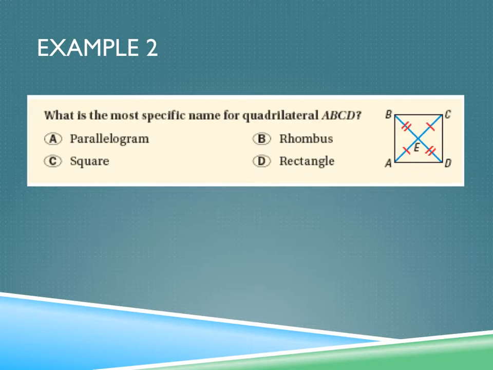So that's enough information to show that that's what? A parallelogram. If it's a rhombus, I need more information. If it's a rectangle, I need more information. If it's a square, I need more information. So the only thing I can conclude from this is that it is at least a parallelogram.